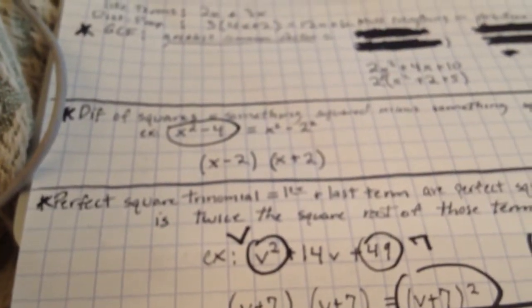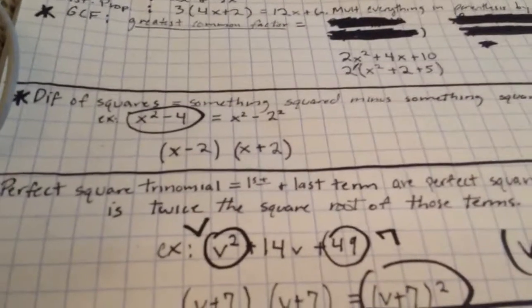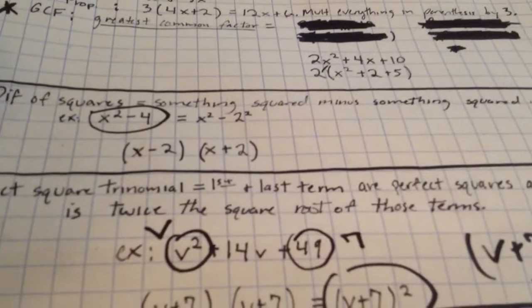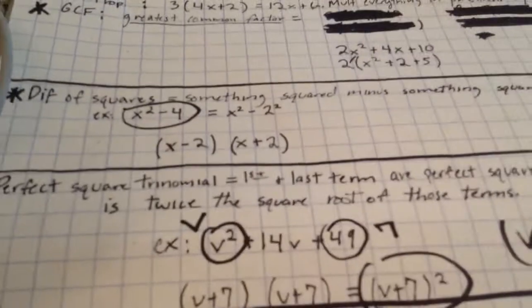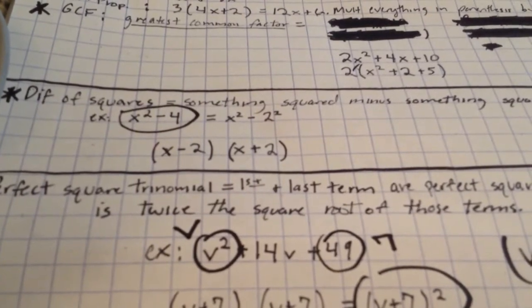The difference of squares is basically something squared minus something squared. So if you have x squared minus 4, this will be equal to x squared minus 2 squared to fit that definition. And you'll end up with x minus 2 and x plus 2, because those two things together equal negative 4.